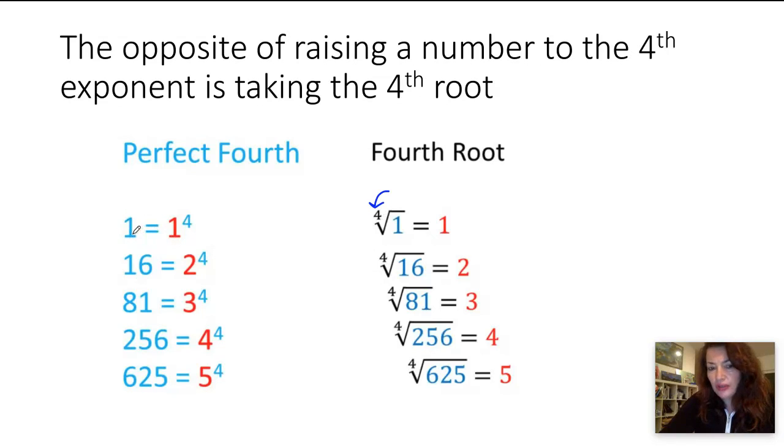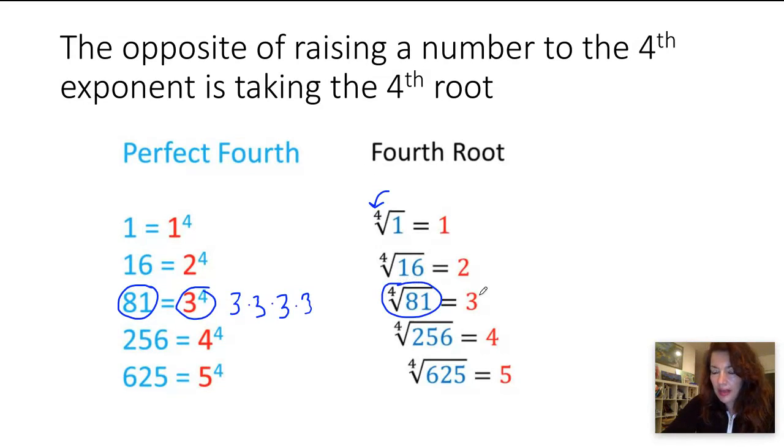So if you look at the perfect fourth, for example, 81, 81 is the same as 3 to the fourth, or in other words, 3 times 3 times 3 times 3. So that would be a number times itself 4 times. Well, the opposite of that is taking the fourth root. So you can see right here with my index, the fourth root of 81 is 3.